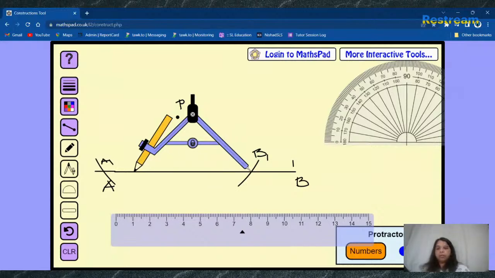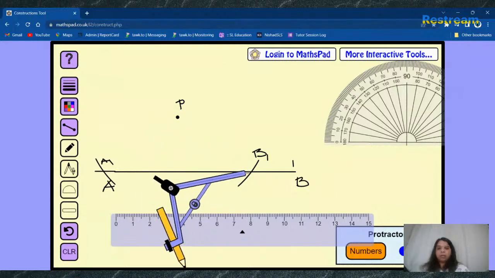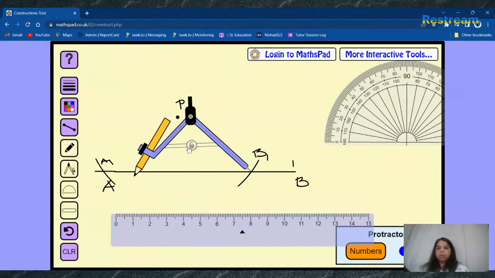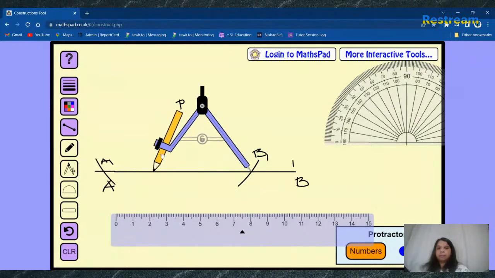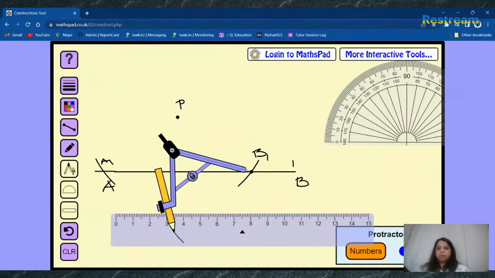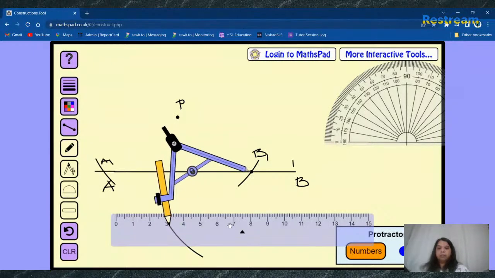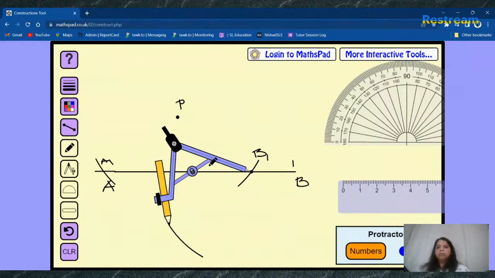Okay, now we are going to draw an arc on this side. We can take a smaller distance, like this. You can take it over here.